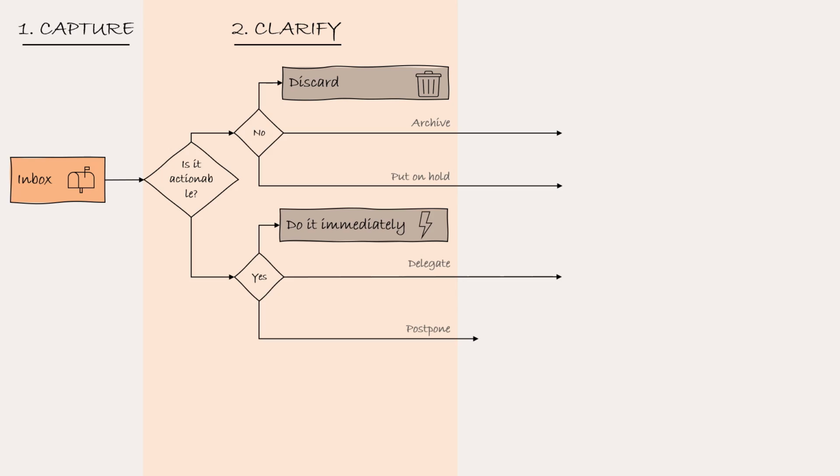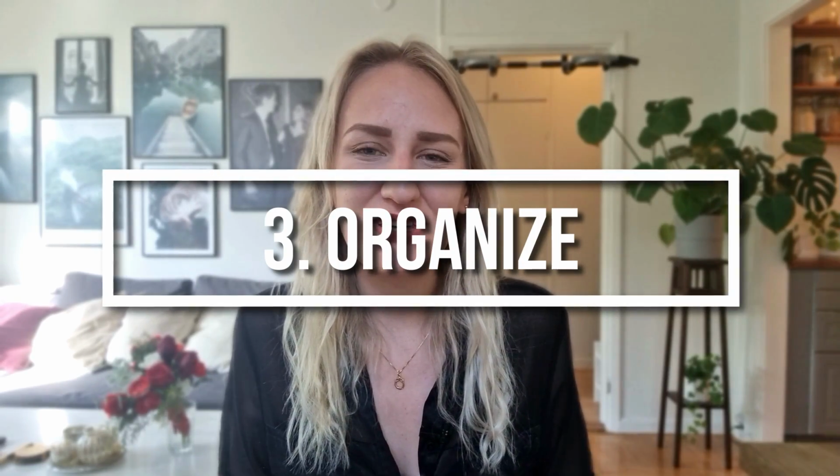So let's get into the organize step, which is super closely related to the clarify step, and see what to do when we archive, put on hold, delegate, and postpone. The organize step is to make sure that you keep all of the stuff that has come into your system by capturing it in your inboxes and clarifying it to keep them in the right place, so that you know where you'll find them later on, corresponding to what you can actually do about them.